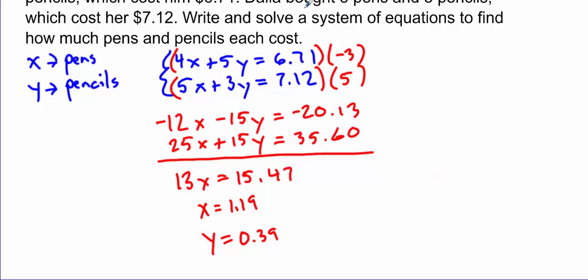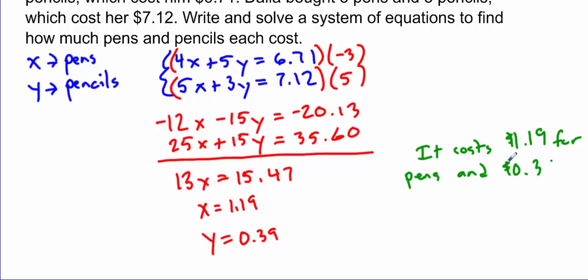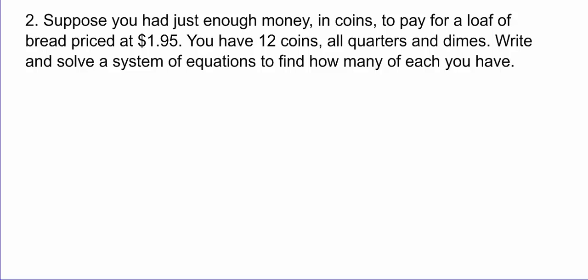Okay, as it said earlier, we need to attach meaning to this. So let's put some meaning, and that would look something like this. It costs $1.19 for pens and 39 cents, which I'm going to write as $0.39 for pencils. That's it. Let's try another one.